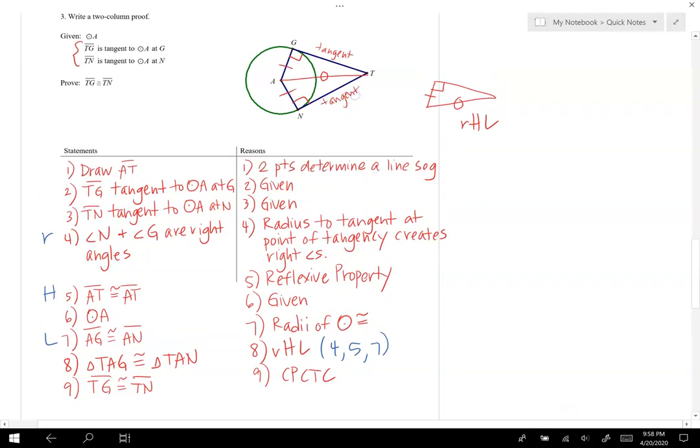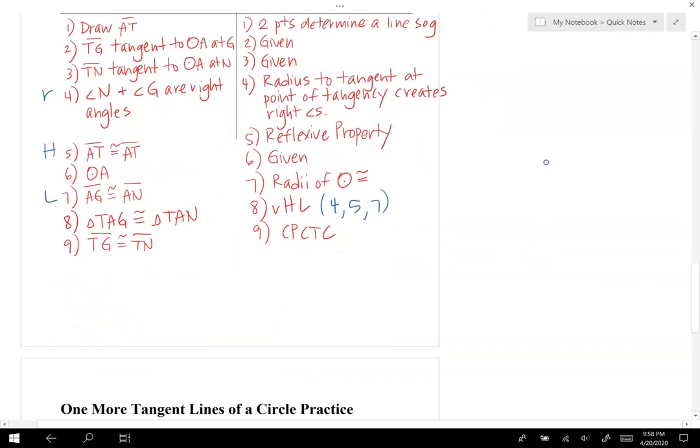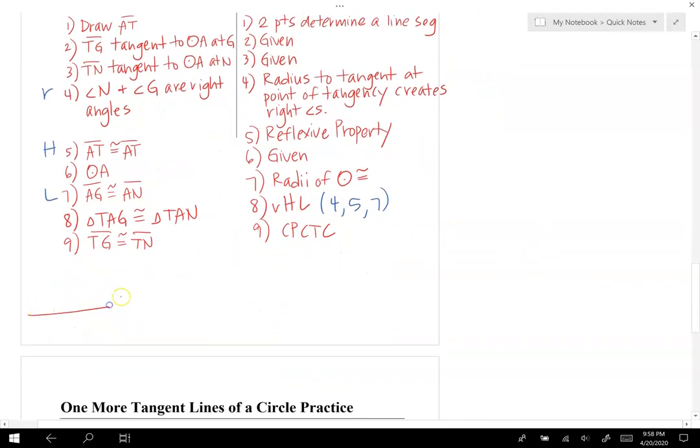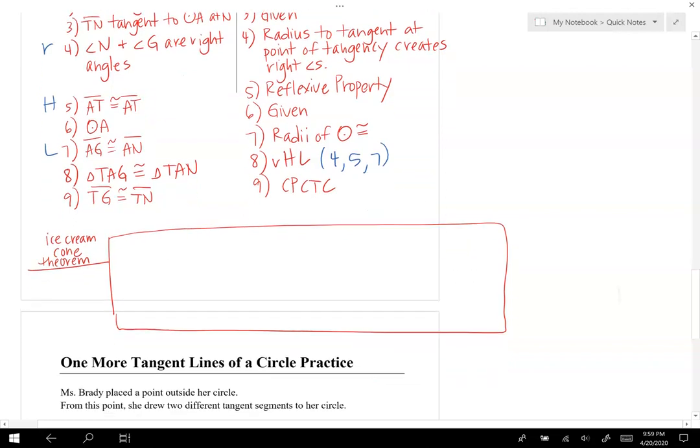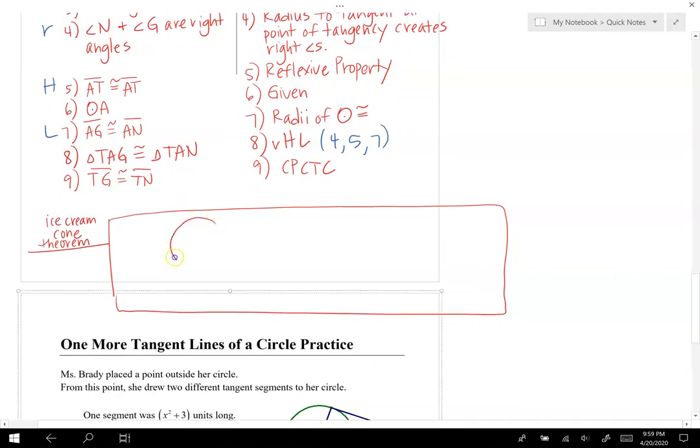Something to notice here, what our proof tells us is that if the tangents start from the same point and go to the same circle, then they must be congruent. All right, so that is our second entry in our yellow pages. I call this the ice cream cone theorem. That's not its official name. It doesn't have an official name. It has just words. I like to call it the ice cream cone theorem because I think it looks like ice cream.